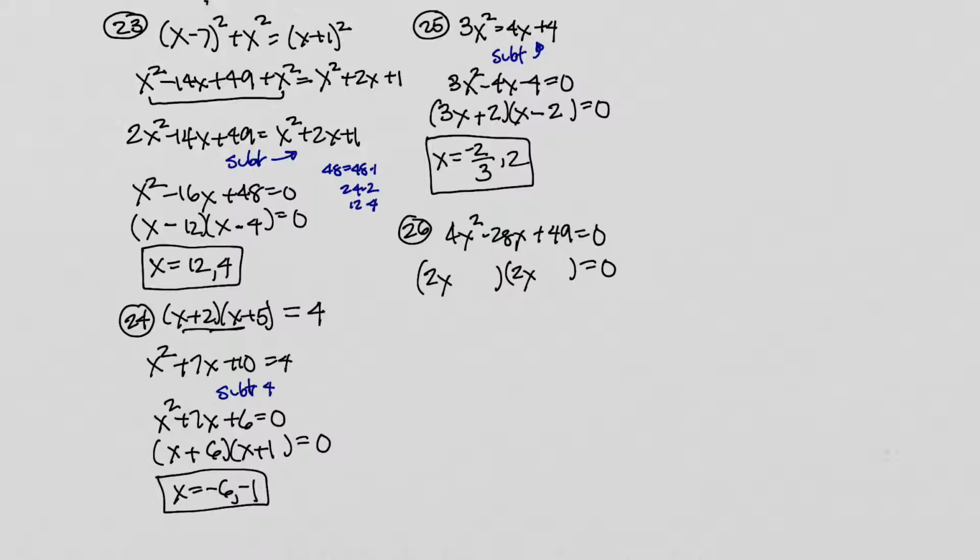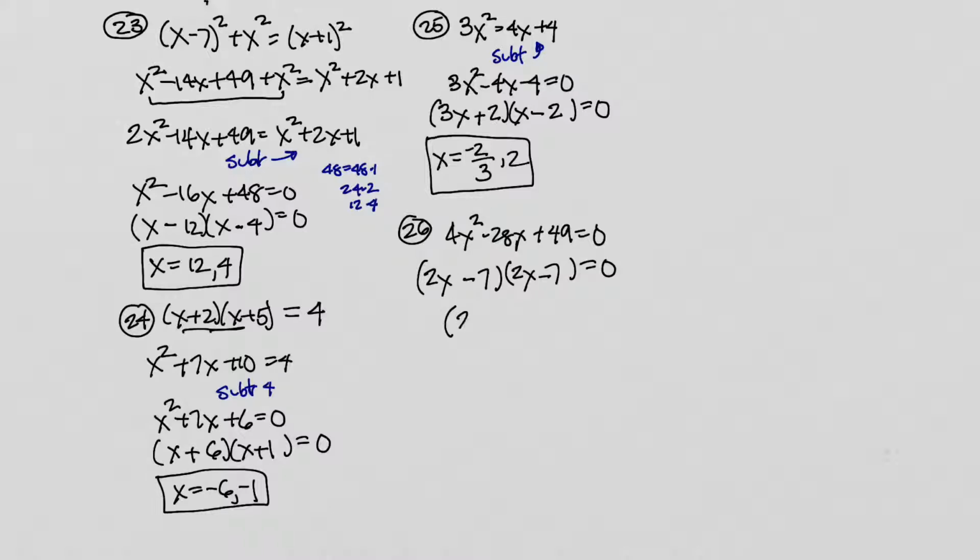And the 49 and 1, unlikely. Let's try 7 and 7. So if we go with the 7 and the 7, now let's just see where we're at. The outer product is 14x. The inner product is 14x. Well, 14x and 14x, we can get a 28 out of. Let's get the sign. 49 is positive. These numbers have the same sign, that middle minus sign. So we are going to get 2x minus 7, 2x minus 7.